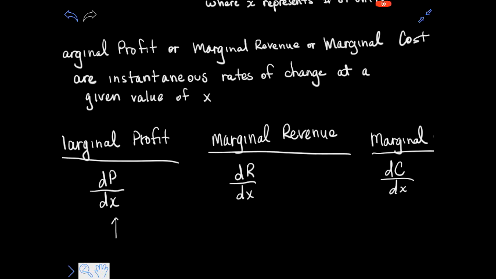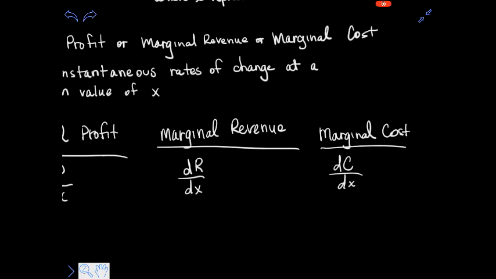Like this one here, the derivative of profit with respect to x, where x is the number of units sold. Or here, marginal revenue, the rate of change of revenue, is the derivative of revenue with respect to x, where x is the number of units sold. Marginal cost, same thing, where x represents the number of units produced.